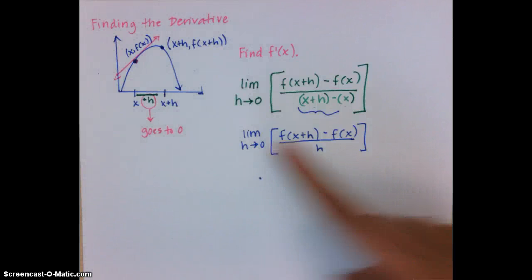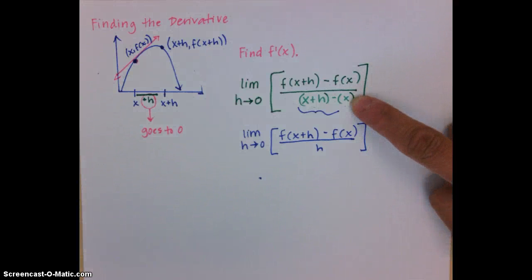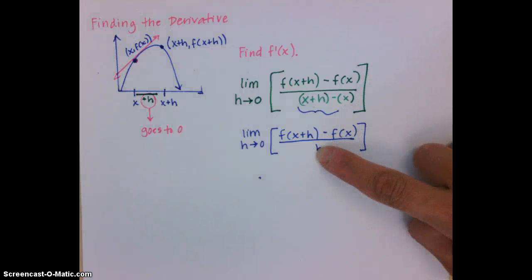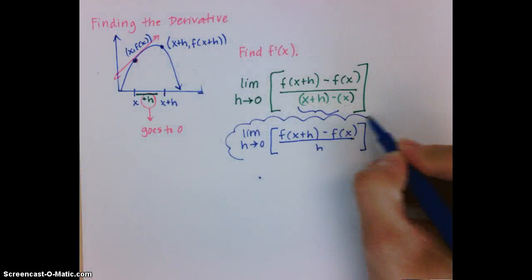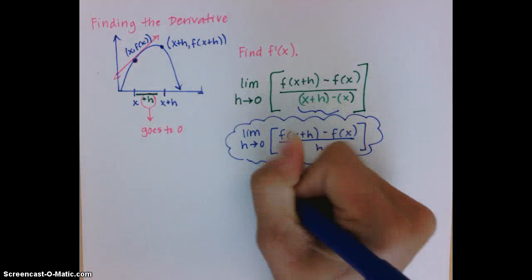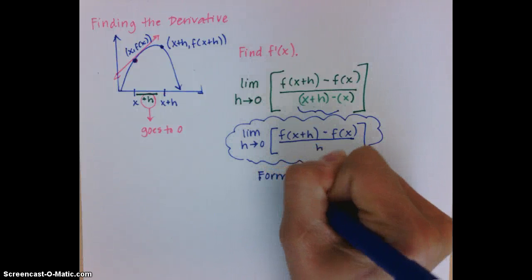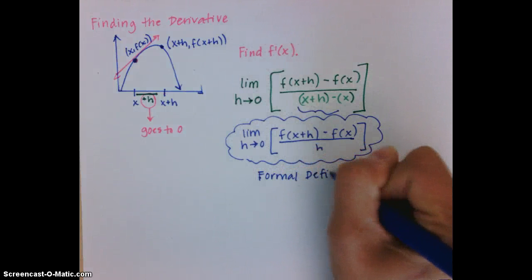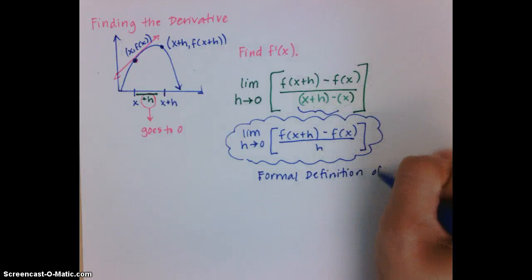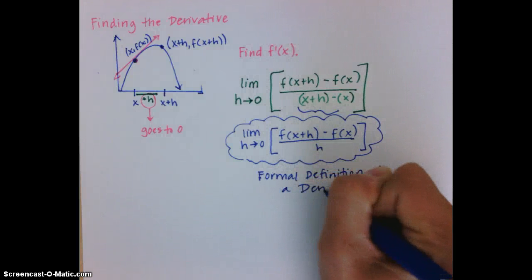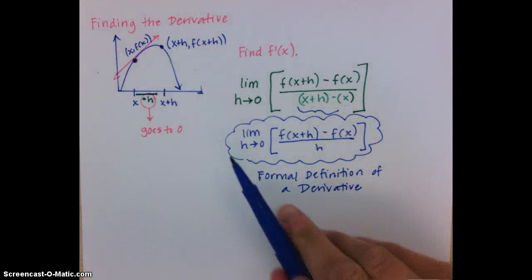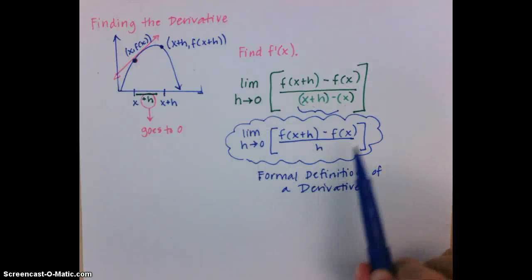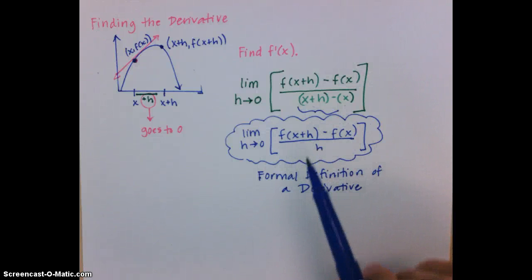Now you'll notice here that I did a quick simplification, because if I have x plus h and I take x away from that, I'm really just left with h. So this right here is the formal definition of the derivative. So to find a derivative, we're taking the limit as h approaches 0 of the slope of the secant line between x and x plus h.